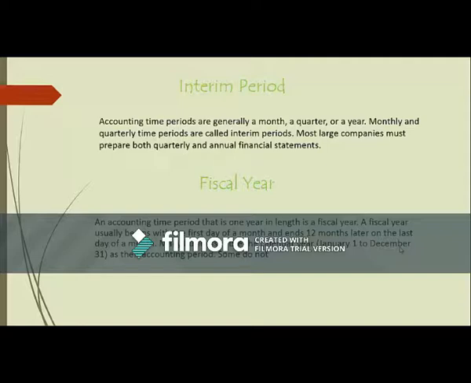Interim period is a time period less than 1 year, like a quarter, 1 month, etc. And fiscal year is 1 year. It must be 12 months. It can be January 1 to December 31, or June 1 to May 31.